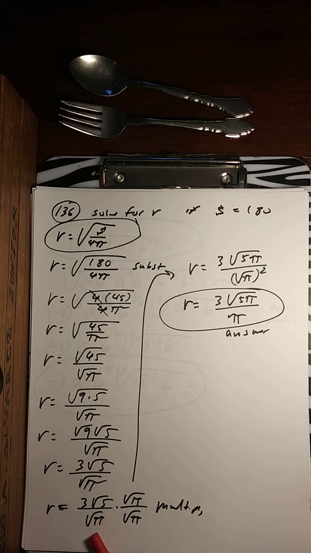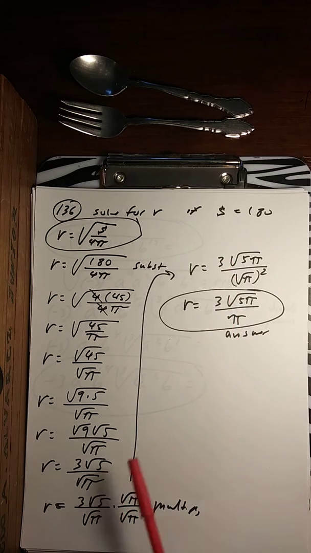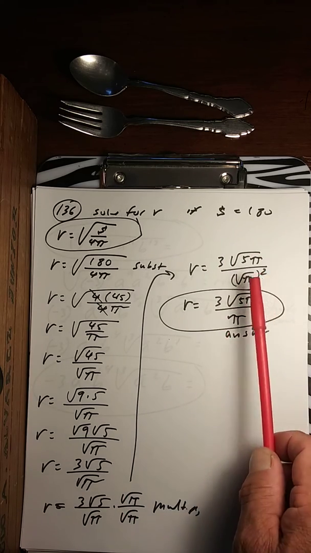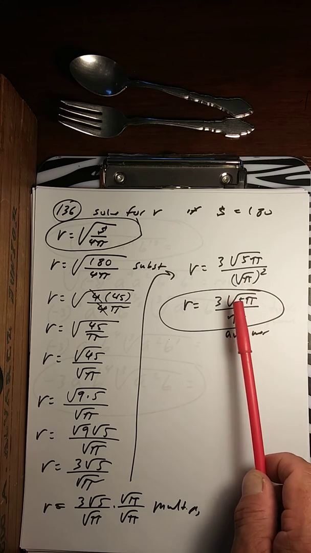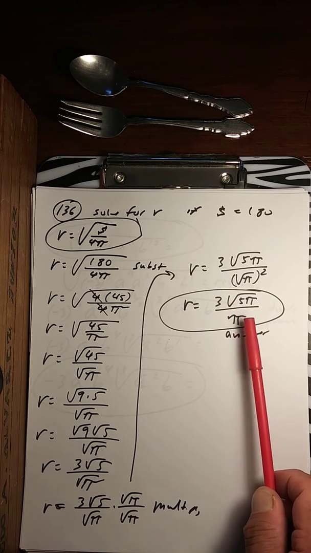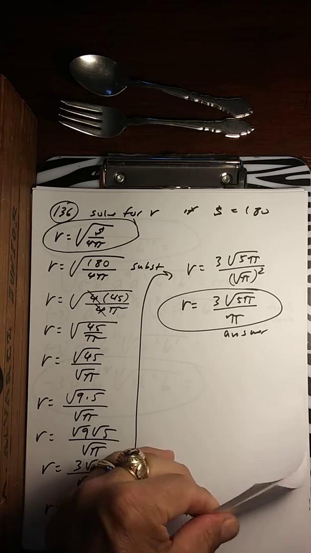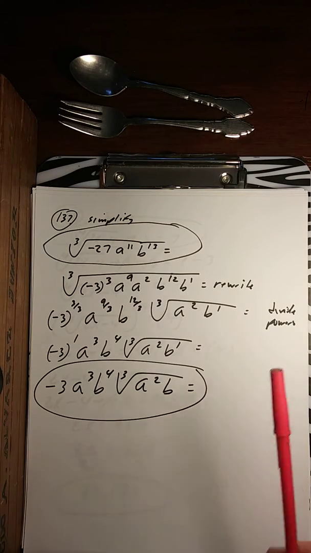Now rationalize the denominator, the bottom part. Square root of pi, square root of pi, straight across. So you're going to get 3 square root of 5 pi. And square root of pi squared. So you're going to get 3 square root of 5 pi over pi. The answer. Then this literal equation.